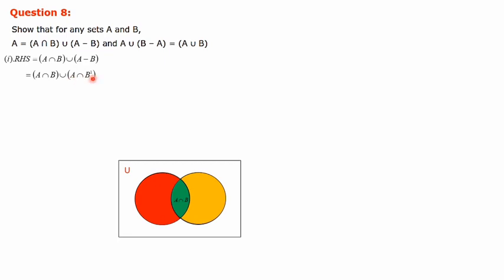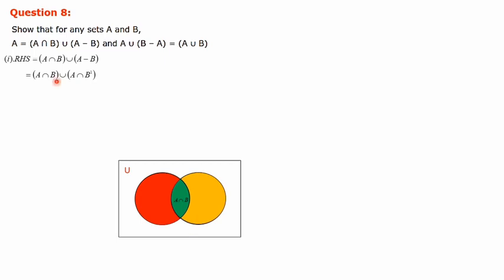A intersection B naught means, intersection means common, a common portion for the A circle and B naught. B naught means outside of B. Common portion for A, that is this circle, and outside of B. Outside of B means, this is the B circle, outside of B means this portion. That means the red colored portion. This red colored portion is common for both A and outside of B. That is what is written, A intersection B naught.